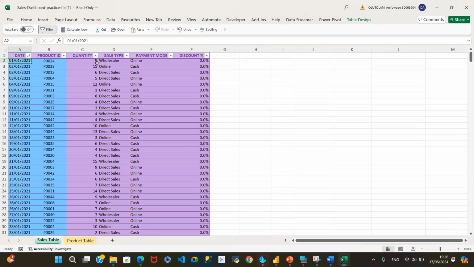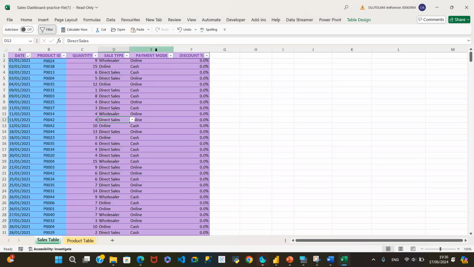If I decide to bring out, from this table, just this sales type: wholesale, online, direct sales. Those are the types of sales that we have. If I decide to make a table for it and call it a sales type table, that is also a dimension table because it's just giving me information about the types of sales that happen within our business. It's not showing me that a transaction has occurred.